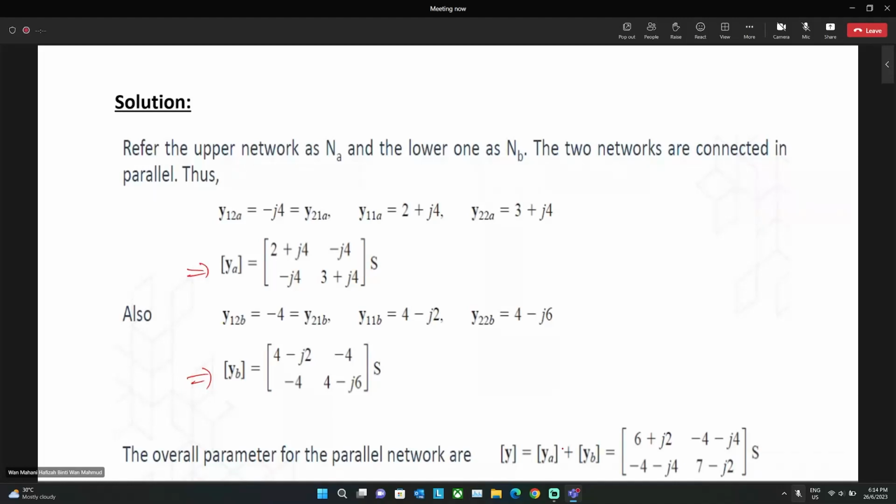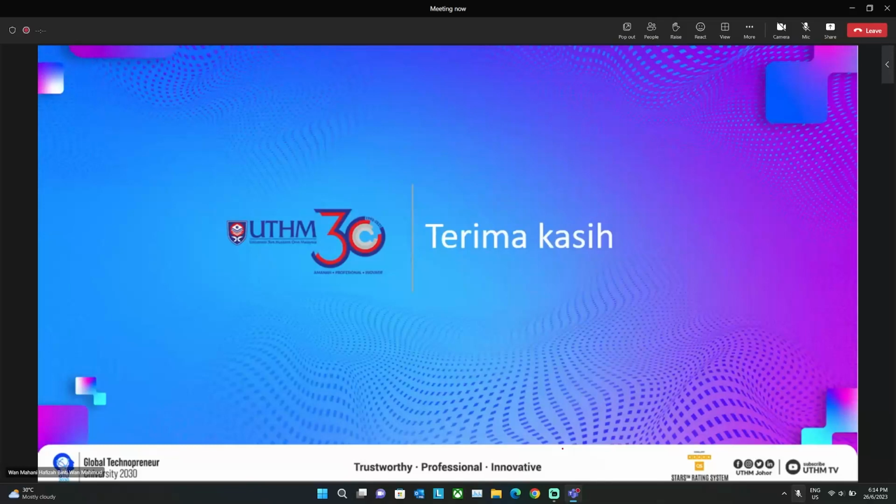Alright, so kenapa saya laju kat sini? Sebabnya final tak masuk. Okay, saya just nak tunjuk pada you connections untuk two port networks ni. Alright, so basically kita dah habis untuk chapter 6. Kita dah habis. Yay. Okay, Alhamdulillah.